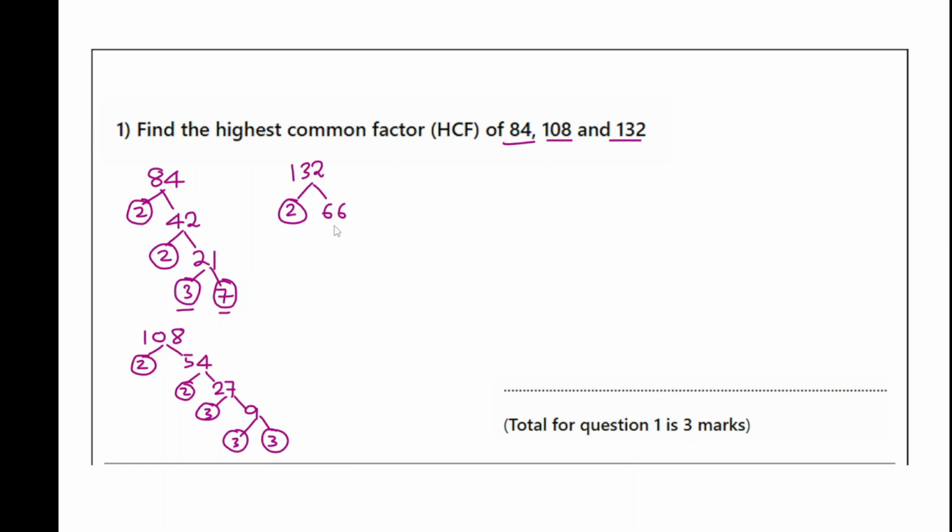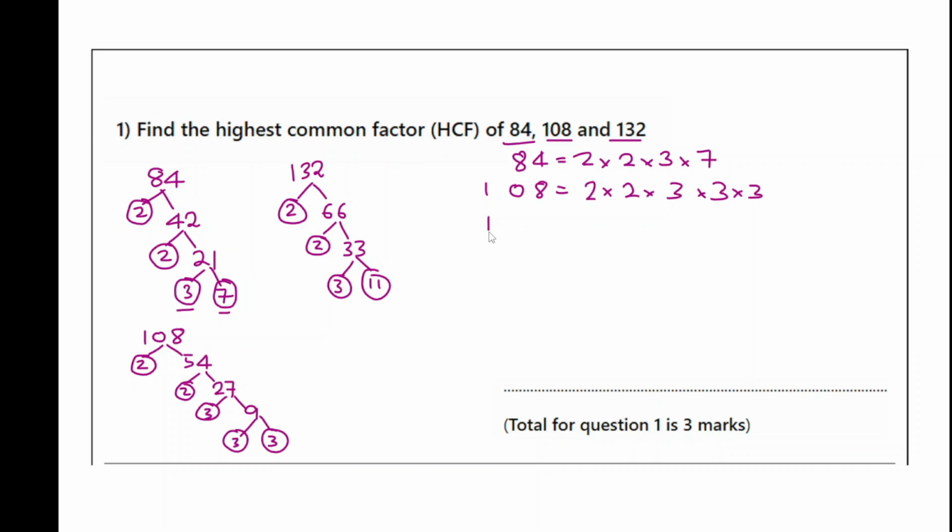Now, in most years, they have asked questions about finding the highest common factor or sometimes LCM of 2 numbers, but sometimes they've checked 3 numbers as well. So let's do this one. So let's write 84 is equal to 2 times 2 times 3 times 7. Let's write the other two as well, like that.